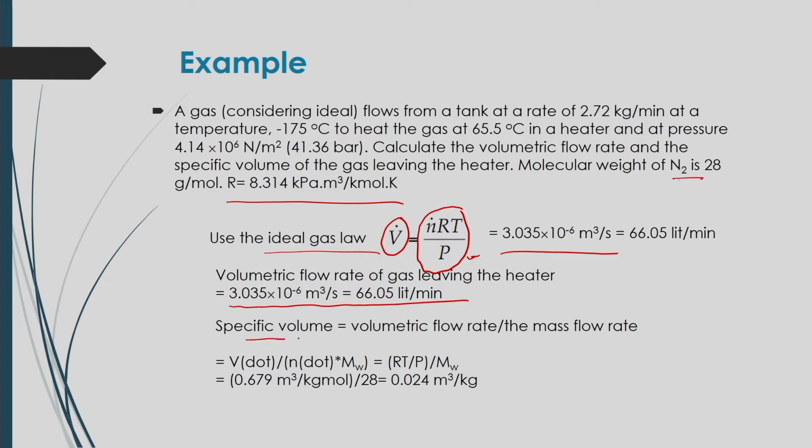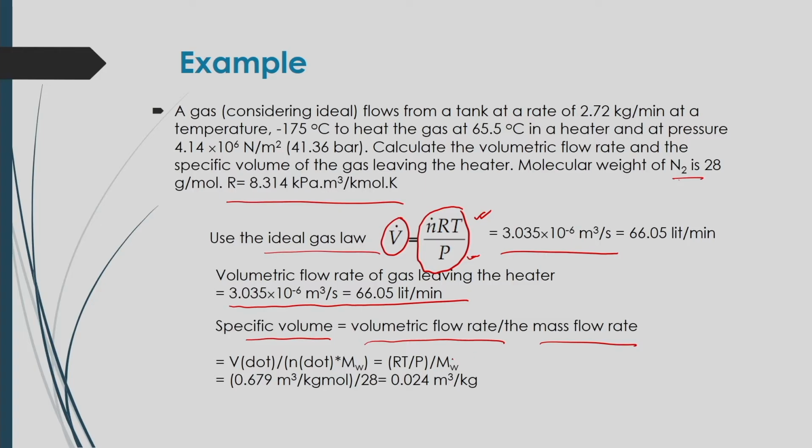And in this case, what will be the specific volume? You can calculate the specific volume as the volumetric flow rate per mass flow rate of the gas. From the ideal gas law equation, V dot divided by N dot will be your specific volume. So, it will simply be RT by P.